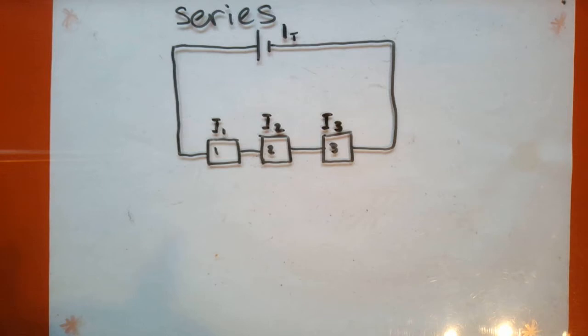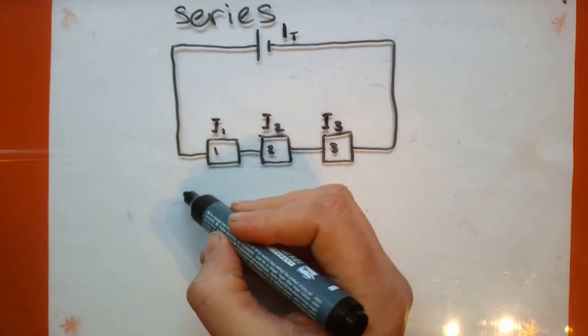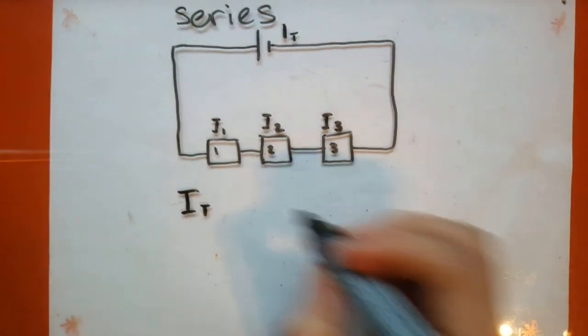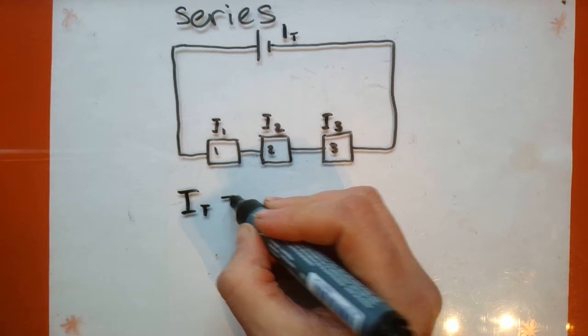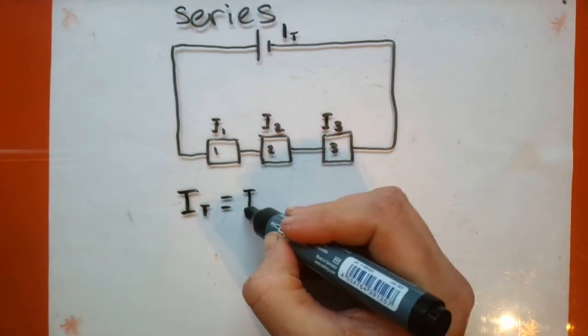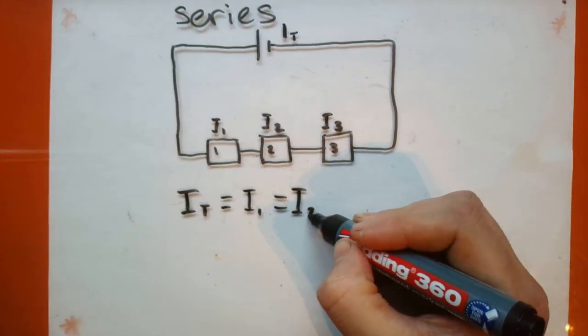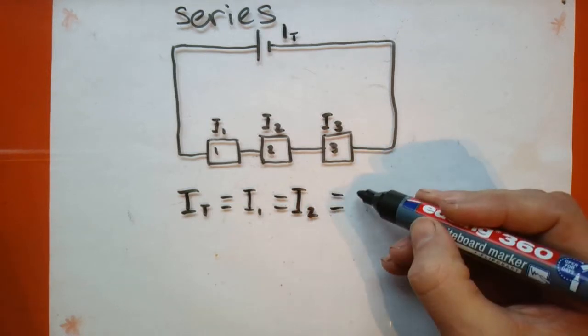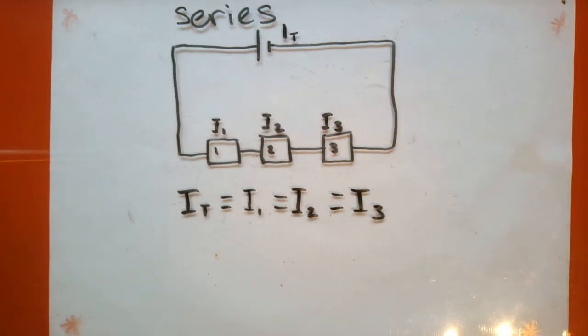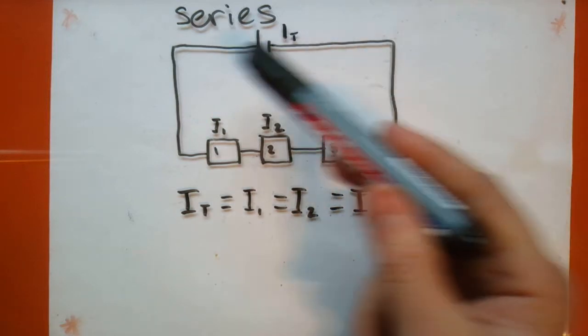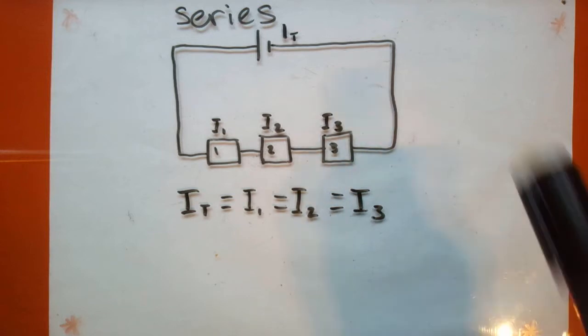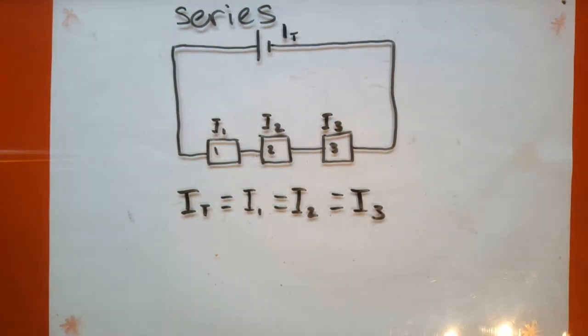Now, when resistors are connected in series, the current through each resistor is the same. In other words, the current is the same at all points in a series circuit. So what we can say for this is the total current is equal to the current at position 1, it's equal to the current at position 2, and it's equal to the current at position 3. So basically, we could use an ammeter at any point around this circuit, and the current would be the same. It would be the same as it is at the beginning in a series circuit.